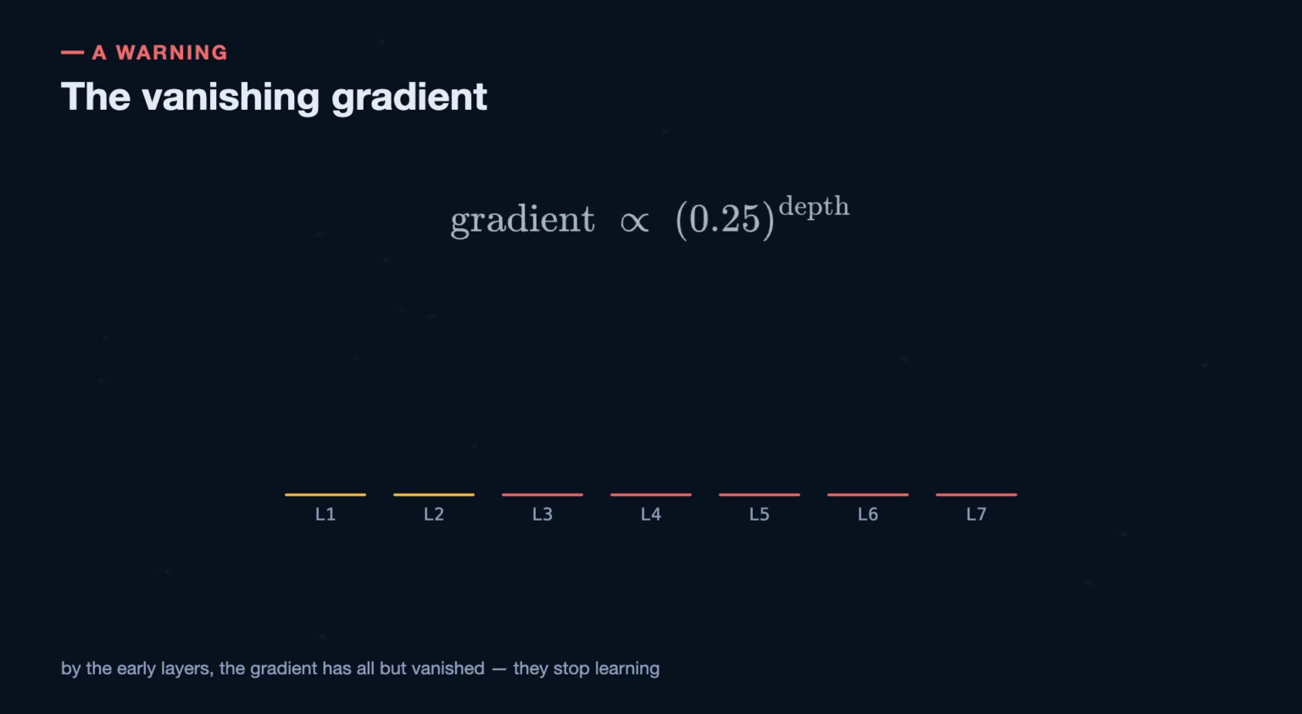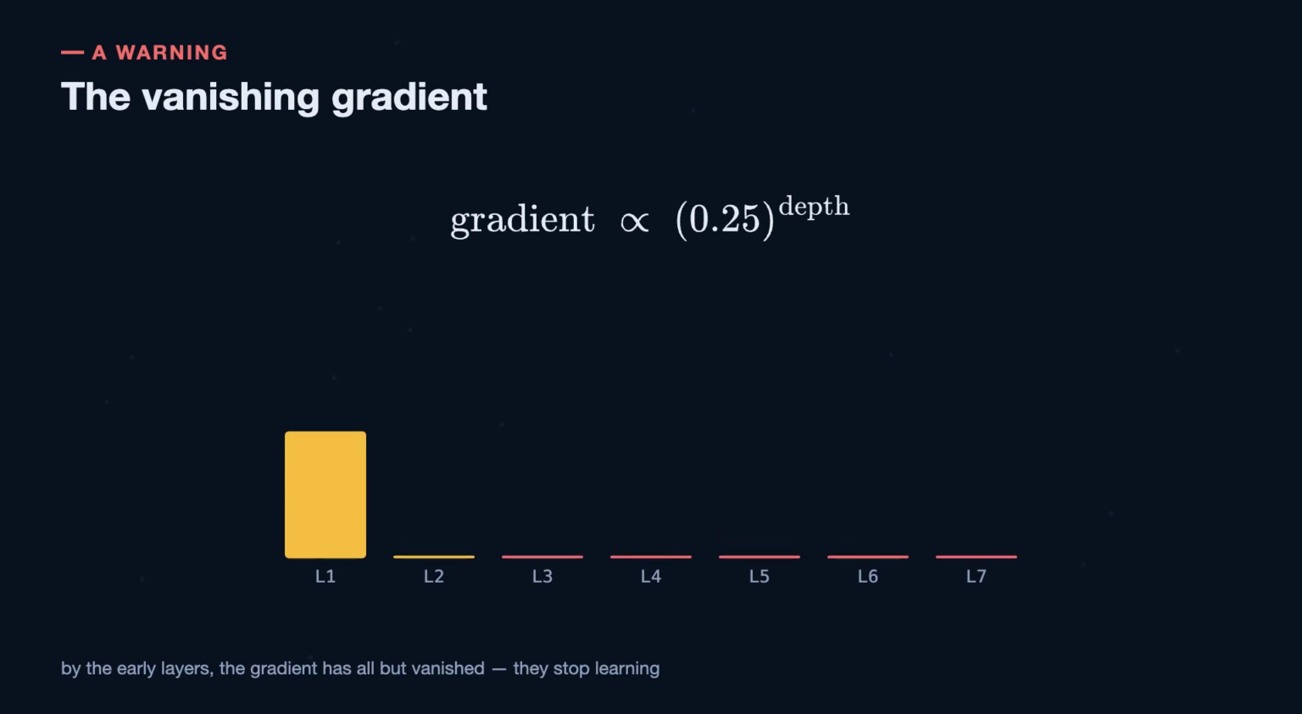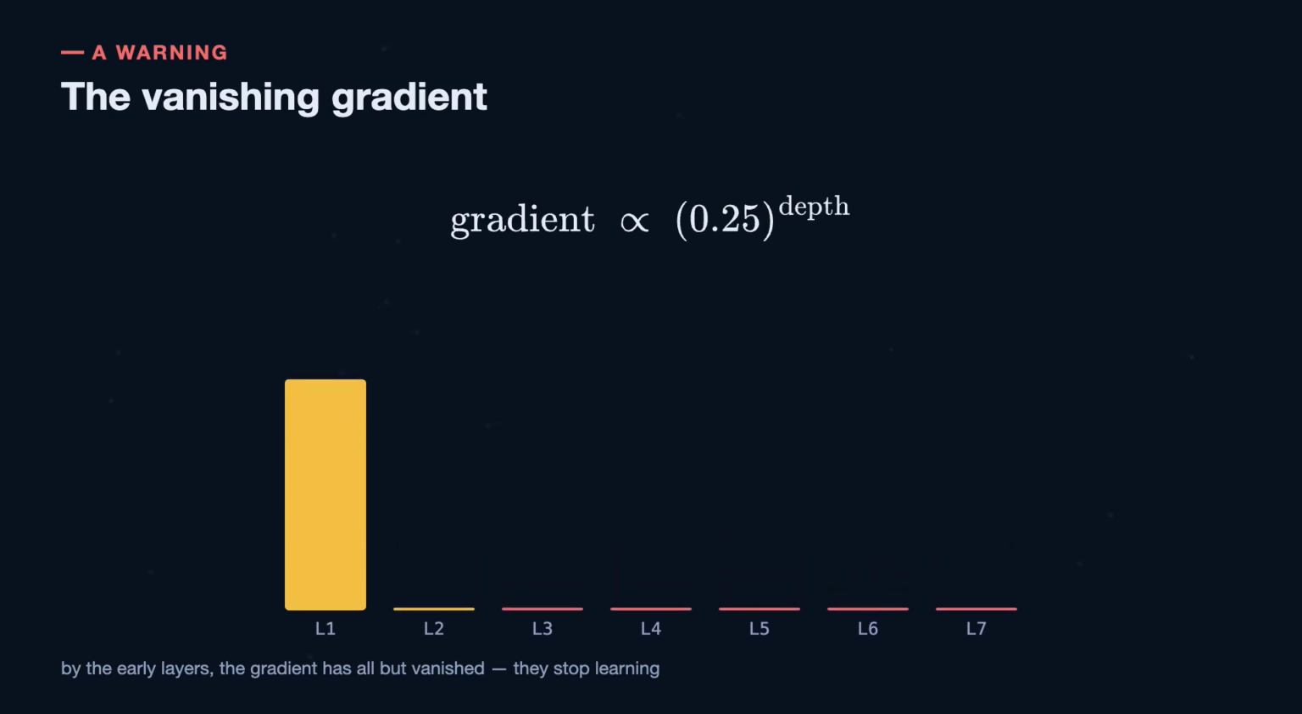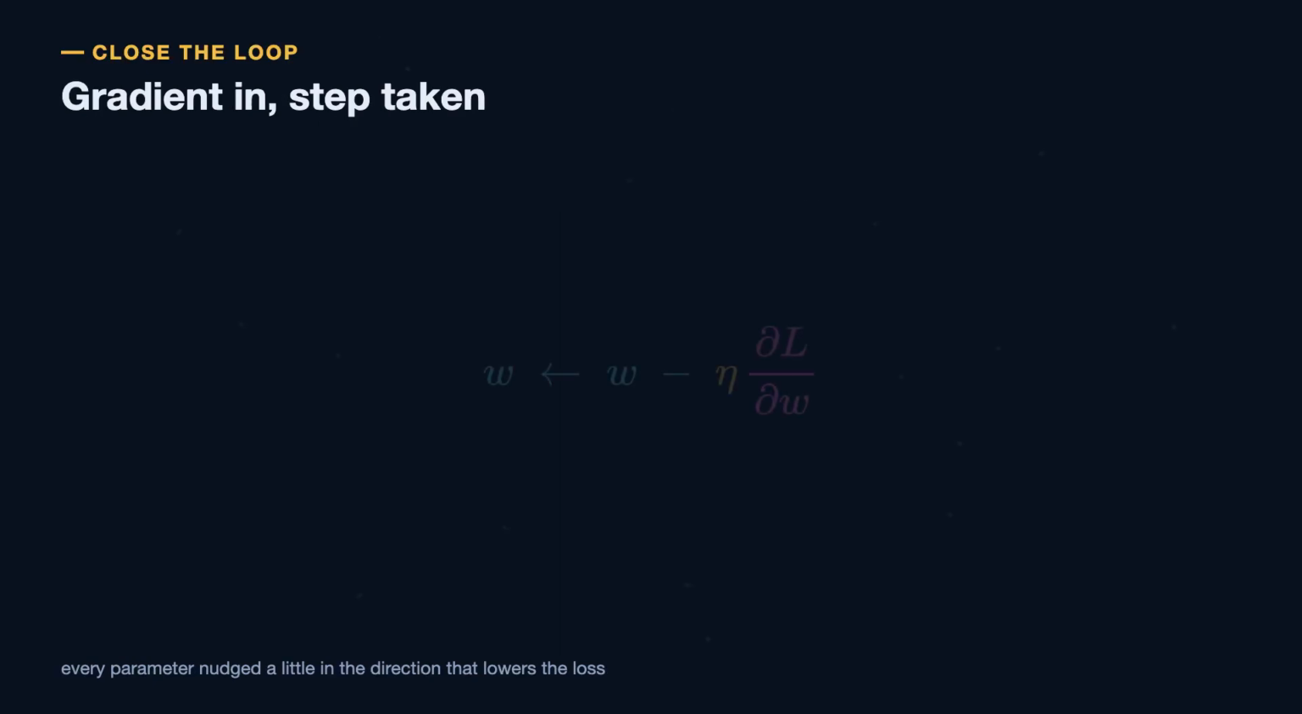But a warning hides inside the chain rule. The gradient reaching a deep weight is a long product of many local derivatives. And if each of those derivatives is smaller than one, their product shrinks exponentially with depth. By the time the gradient reaches the earliest layers, it can vanish to almost nothing, and those layers simply stop learning. This vanishing gradient problem shaped modern deep learning. We meet it head-on in Part 5.